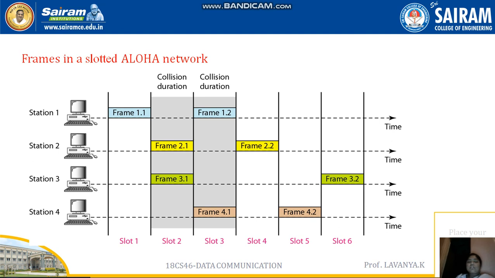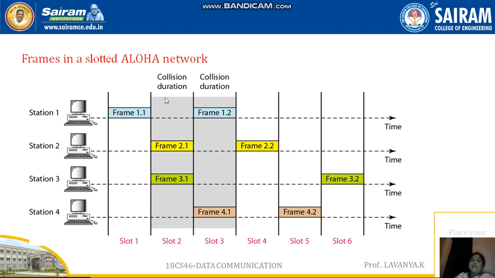The frames in a slotted Aloha network work the same way. Just as in a pure Aloha network, it contains four devices or four stations, along with the time. If multiple frames are sent in a single channel in the given amount of time, it obviously leads to a collision. Otherwise, our data will be successfully reached to the destination. This is what slotted Aloha is.